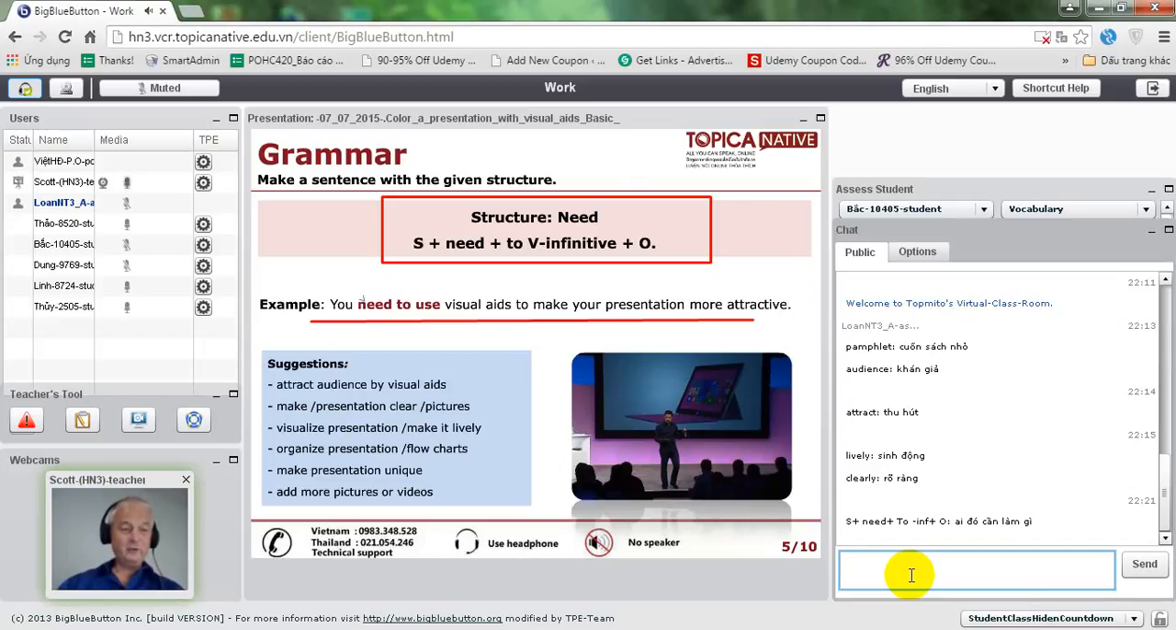Now let's go to Dung. Dung, you try to make a sentence using that structure. Yes, you need to make your presentation clear with the picture. You're right. So with a picture, you need to make the presentation clear. Okay. That time, Dung, everything that you said was very understandable. I don't need to correct anything. Okay, so you're getting better. Good job. Lynn, it's your turn.